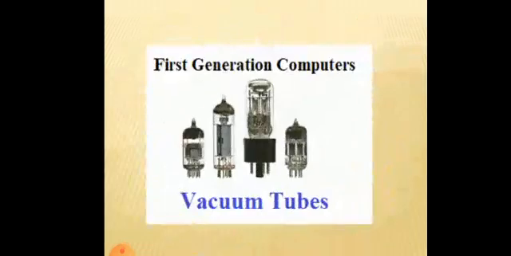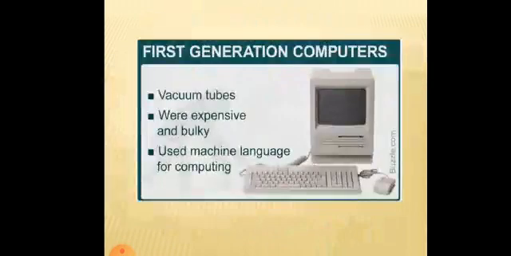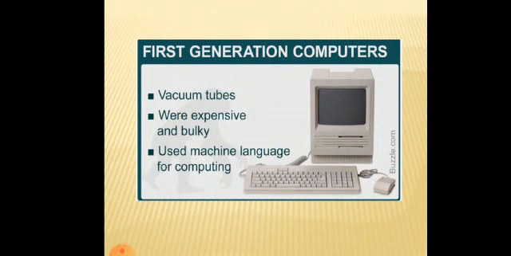In first generation computers, people used vacuum tubes as an important processing unit. This vacuum tube is very expensive and bulky. It is made of glass. This vacuum tube produces a lot of heat.